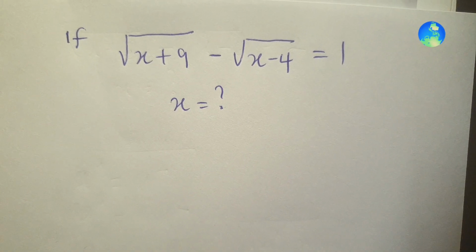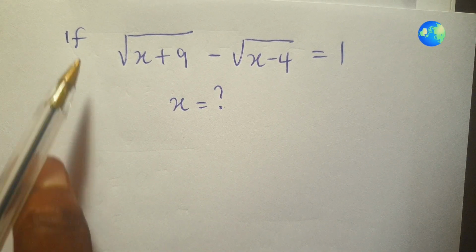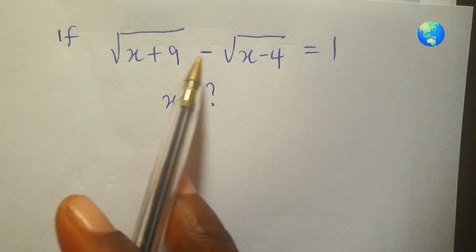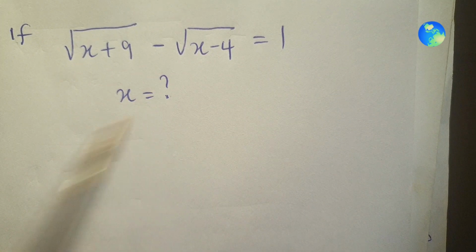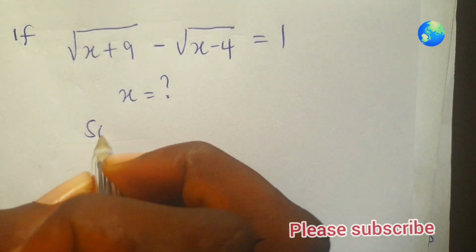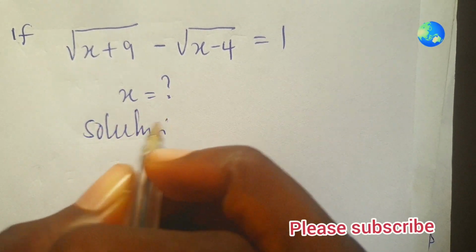Viewers, in today's class, we have a question that says: if the square root of x plus 9 minus the square root of x minus 4 equals 1, what is the value of x? So let's get down straight to business.